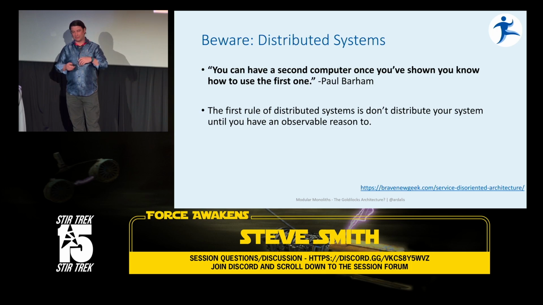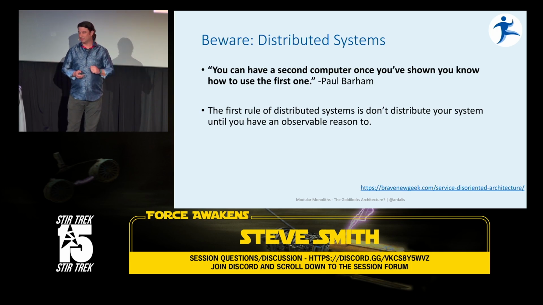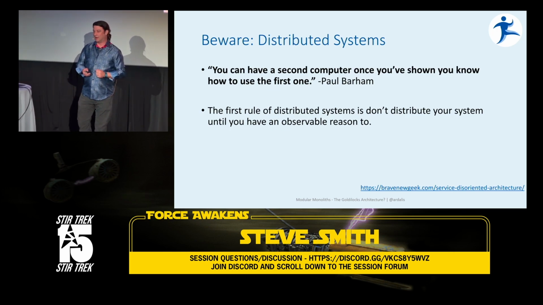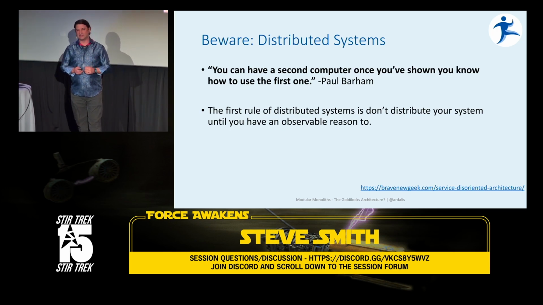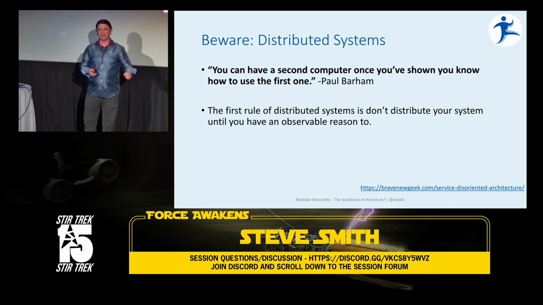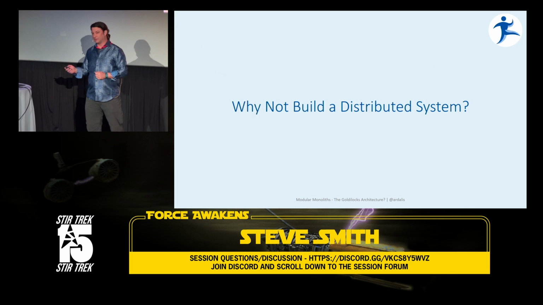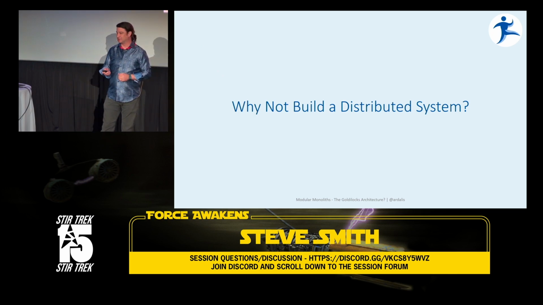Distributed systems have their own problems. There's a great quote here. It says you can have your second computer once you've proven that you know how to use the first one. And the other rule of distributed systems is don't distribute your system until you have a good reason to, an observable reason, not just because you read an article that said microservices are cool. All right, so why wouldn't you build a distributed system?